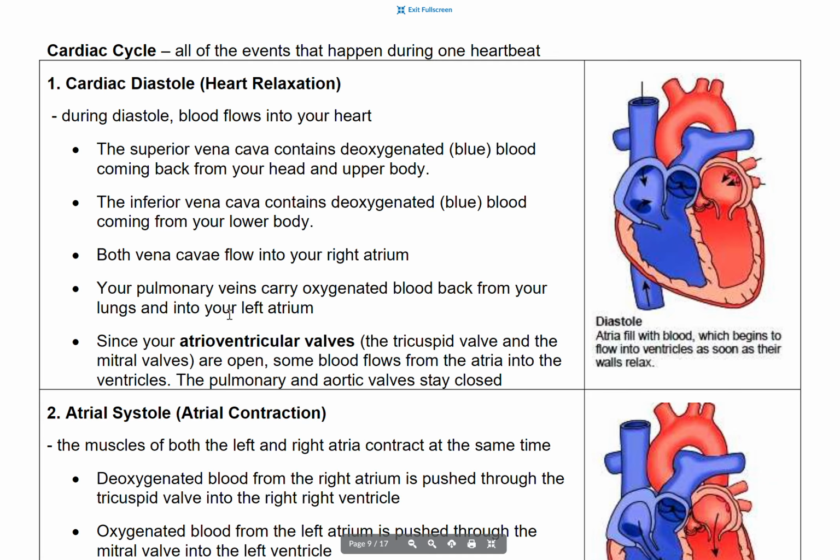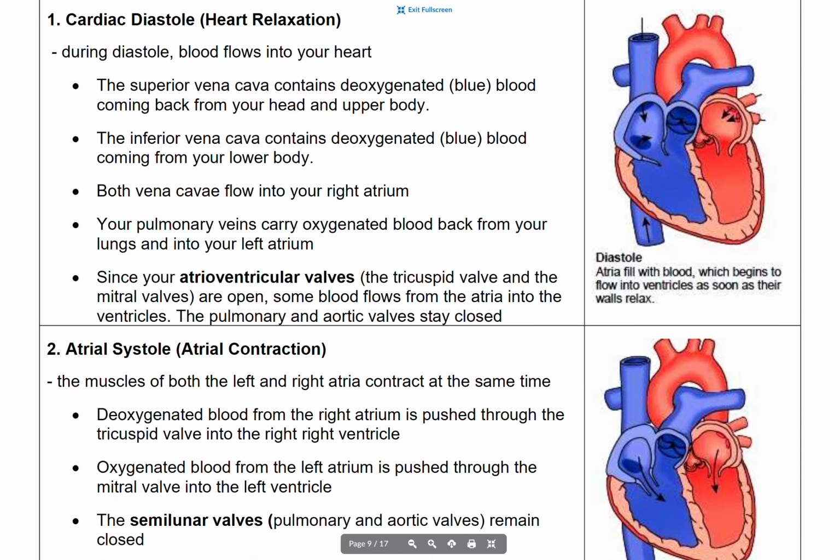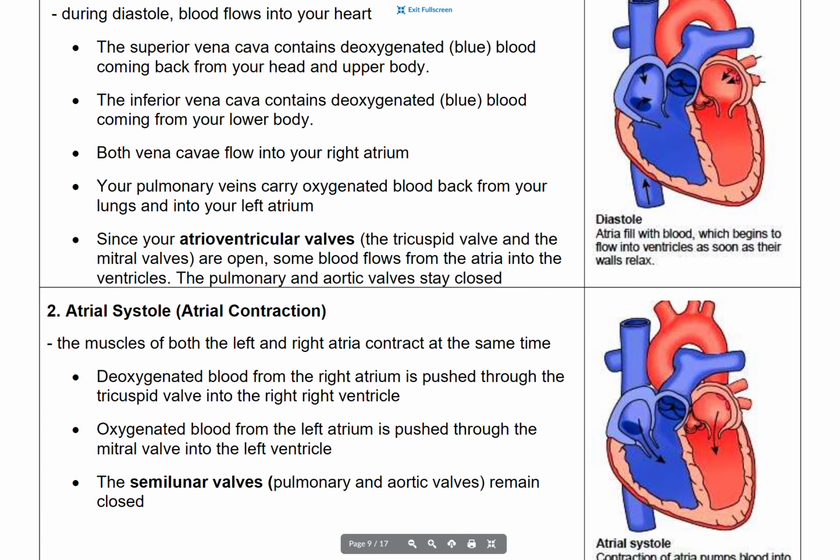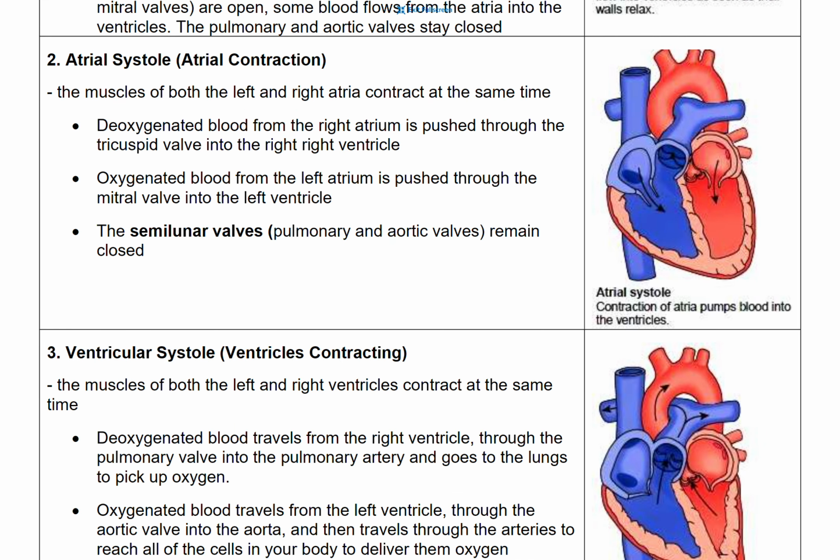So the atrioventricular valves, the tricuspid on the right-hand side and the mitral on the left-hand side, are open, and some of the blood flows into the ventricles as well. The pulmonary and aortic valves stay closed during this time, so the blood is not being pushed up into the blood vessels. It's just staying within the heart. So that's diastole: heart relaxed, atrium fills up, ventricle fills up a little bit. No contraction. Now, the second part of the cardiac cycle is atrial systole.